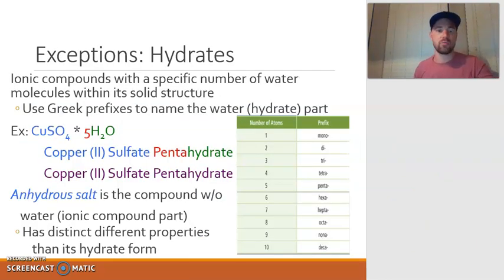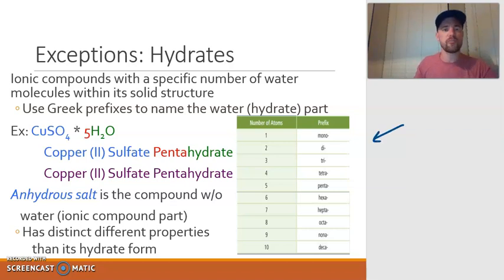Alright, this last slide will wrap us up for ionic compounds. One exception we want to be aware of is a hydrate. What is a hydrate? A hydrate is an ionic compound that just happens to have a certain number of water molecules attached to it. To indicate how many water molecules, we use Greek prefixes. Those prefixes can be found here on the right.